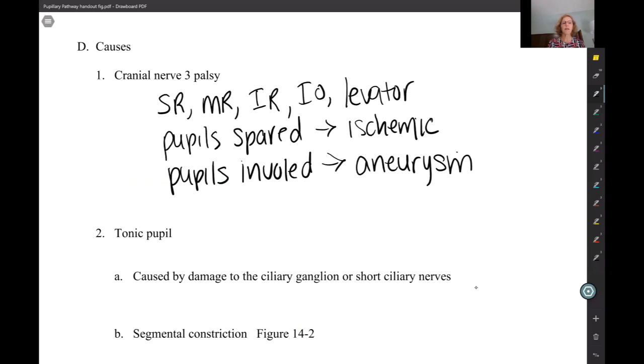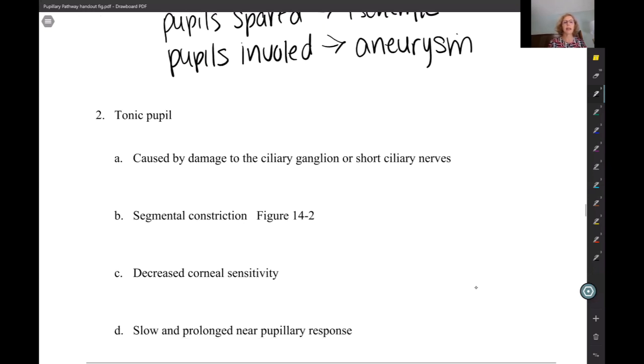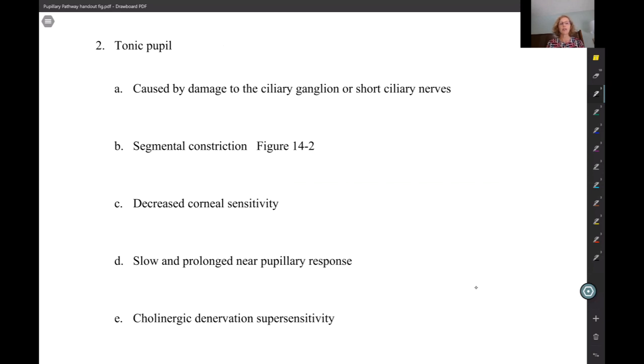Another cause of a parasympathetic pupil disorder is tonic pupil. Tonic pupil is caused by damage to the ciliary ganglia or the short ciliary nerves. So this is a post-ganglionic problem. Remember that by the time we get to the short ciliary nerves and ciliary ganglia, the rest of the extraocular muscle nerves have left cranial nerve 3. So we don't get any extraocular muscle involvement with a tonic pupil.